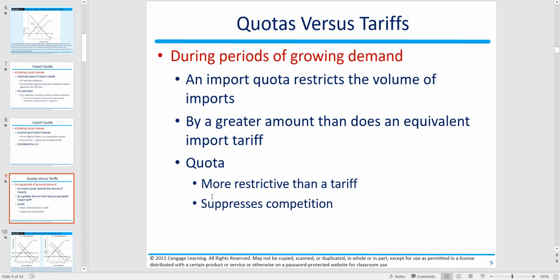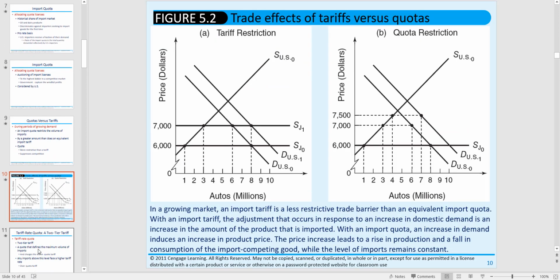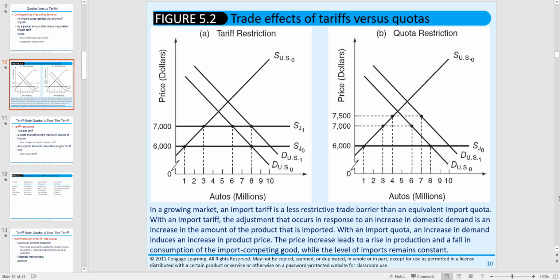So a quota, as it limits the quantity that can be imported, is more restrictive than the tariff. Because under the tariff, pretty much you can import still as much as you want, as long as you pay the price with the tariff. But under the quota, there is a limit on the quantity. So even if you demand a lot, you cannot buy at all. Figure 5.2 illustrates that a quota is more restrictive than a tariff.